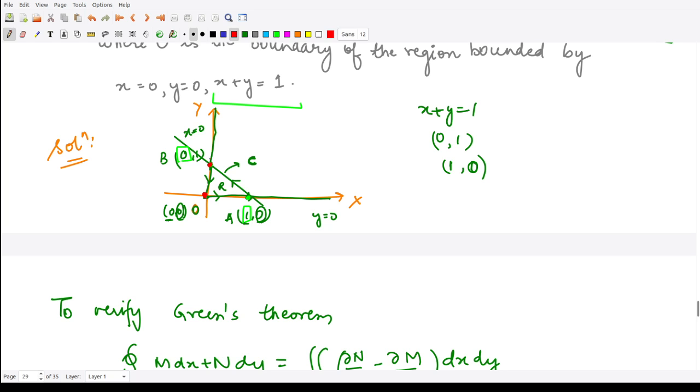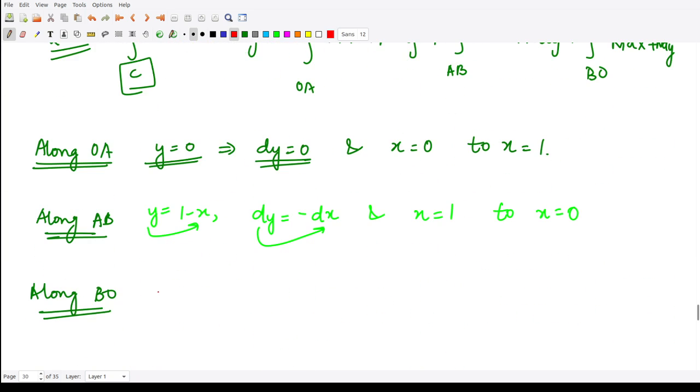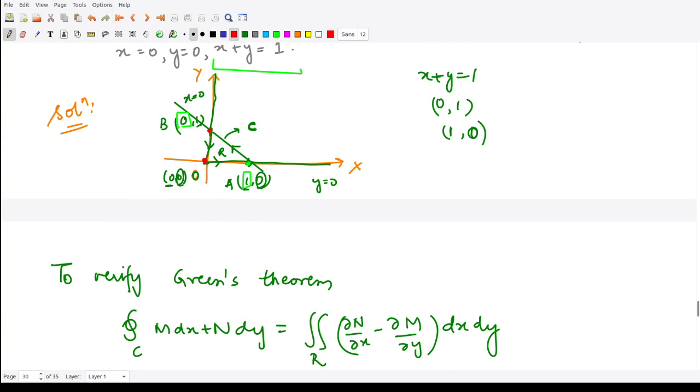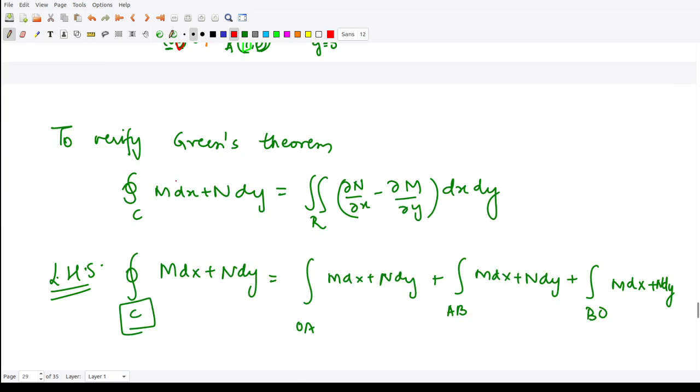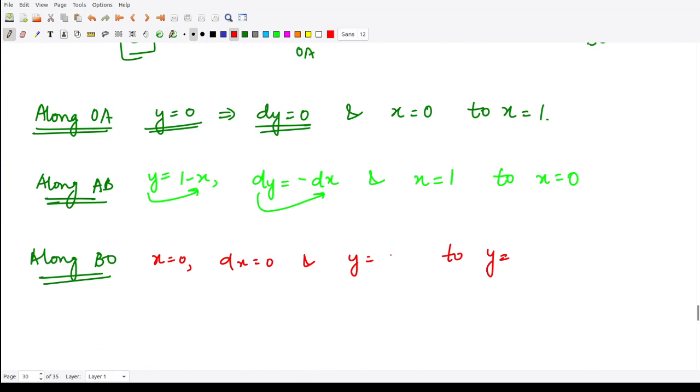Here the equation of this line is x is equal to 0. So we have x is equal to 0. That means dx is equal to 0. That means here in this case we want to write the limits for y because x is 0 here. So y here in this case varies from 1 to 0, not from 0 to 1. Remember that because of direction. So we have 1 to 0.